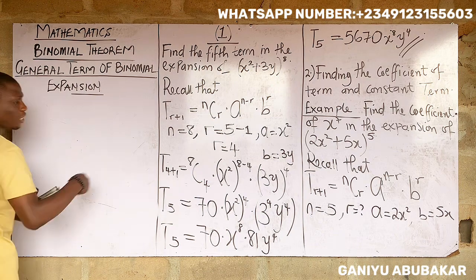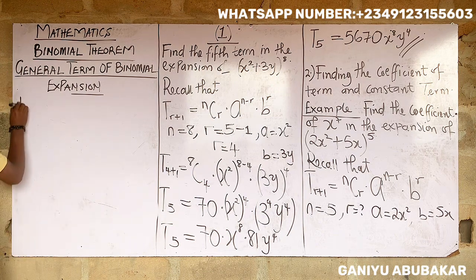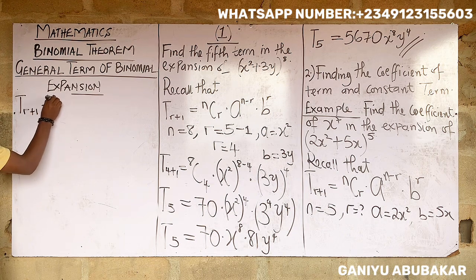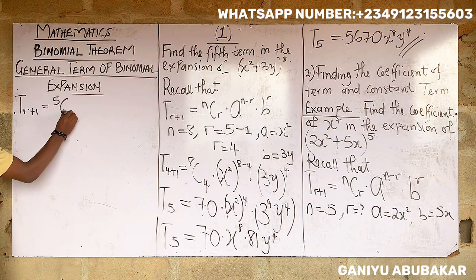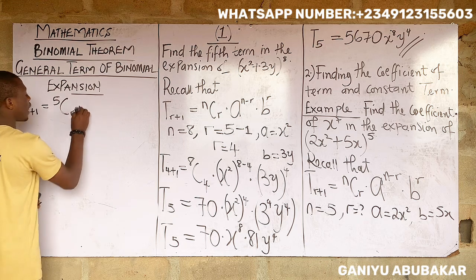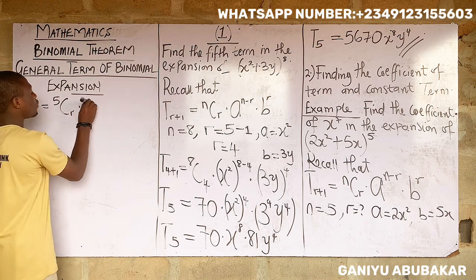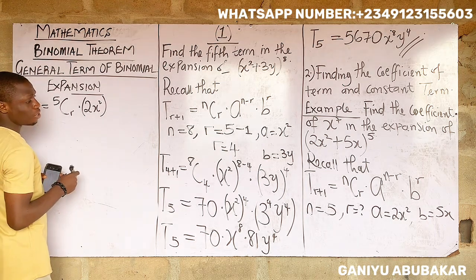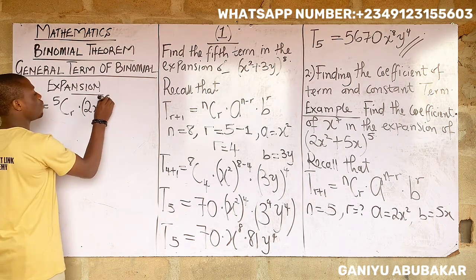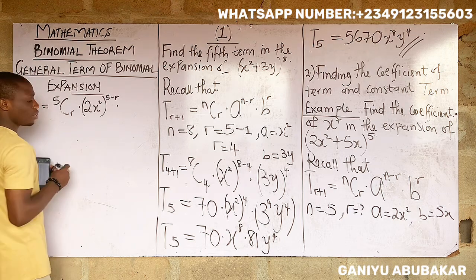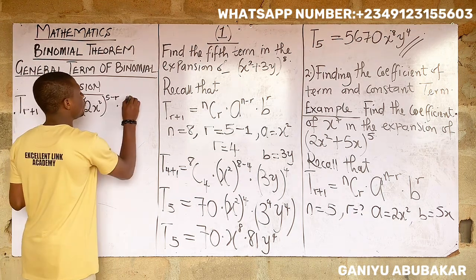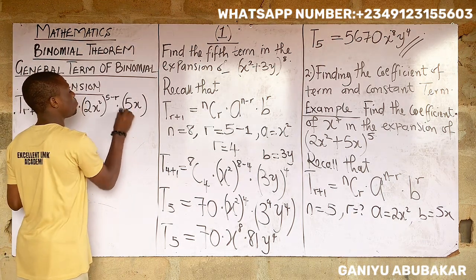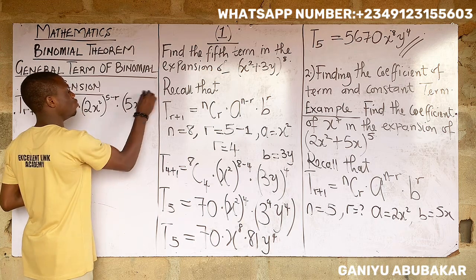If I plug in those values there, I'll have T, what's your r? Unknown, r plus 1, equal to, what's your n? 5 combination r, times, what's your a? That's 2x squared all to the power n minus r. What's your n? That's 5 minus r. What's your b? 5x all to the power what? r. What's your r? It is unknown.